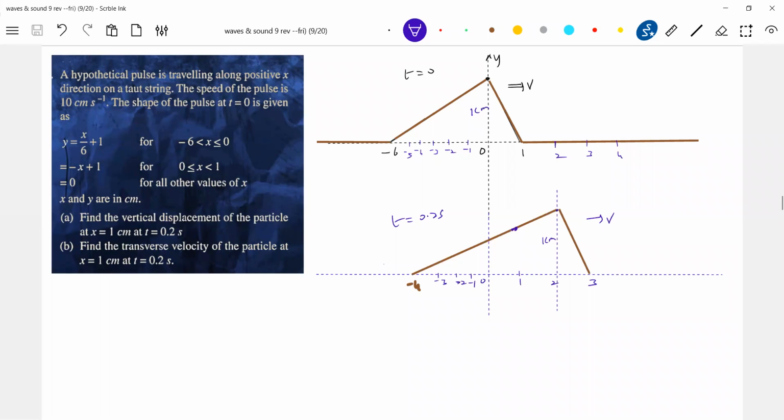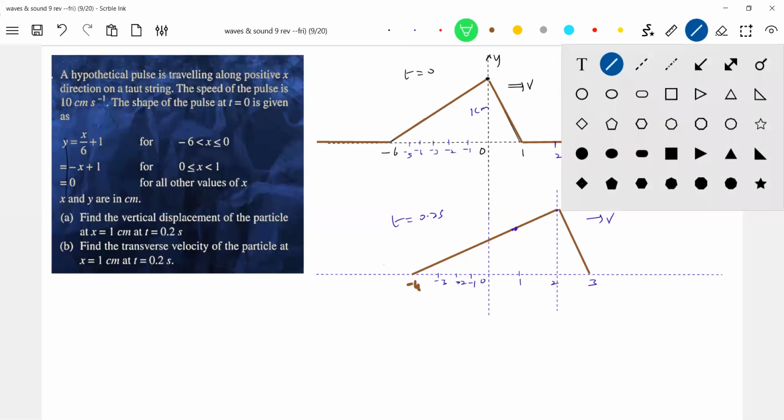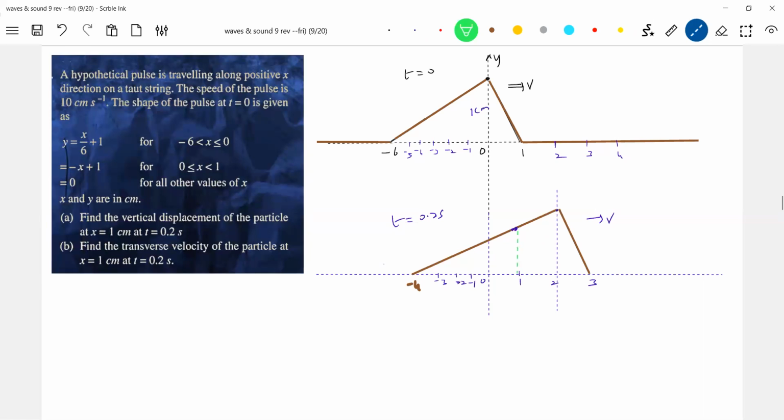Oh, vertical, not 1. I think I'm going for amplitude. Okay, this one, I'll indicate here. I think this is what he's asking. Is it okay? Yes, sir. This we have to calculate. I think we have enough maths. 5/6, 5/6. Okay.